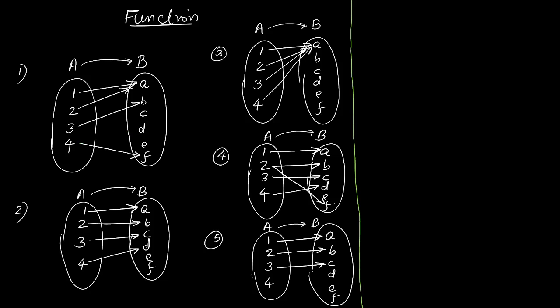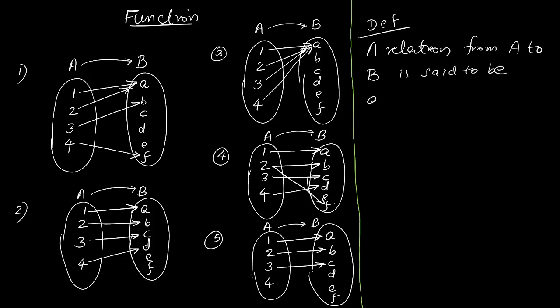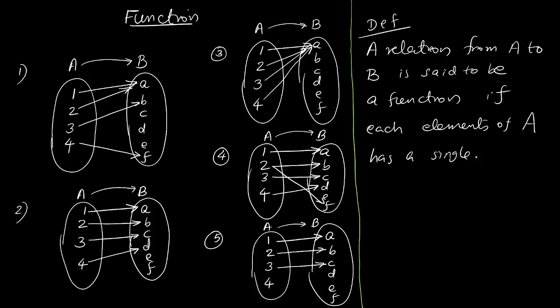So let me write the definition. After that you can ask me doubts. I will interact with you after explaining this. A relation from A to B is said to be a function if each element of set A has a single image in set B.